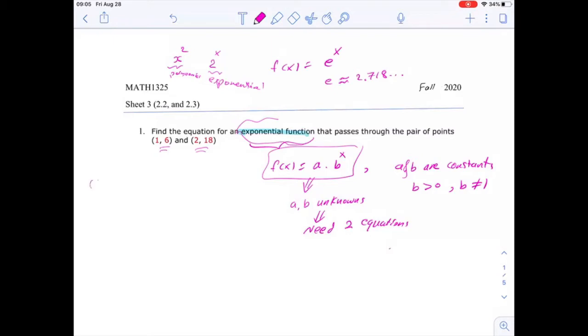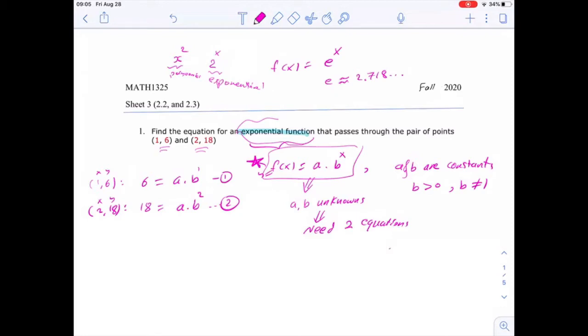Here we start with the first point. We are given that the function passes through this point. That means it satisfies the equation, so we can plug those values into the equation of the function. This is x, this is y, and plugging into star, f of x is y. So y is 6 equals a times b to the power x, where x is 1. This is the first equation. The second equation comes from the other point, 2 and 18, so 18 equals a times b raised to the power 2.